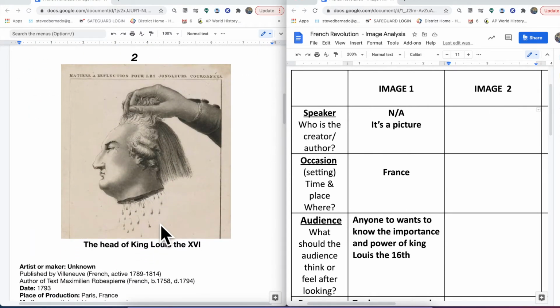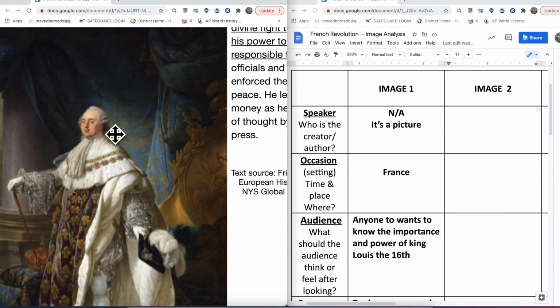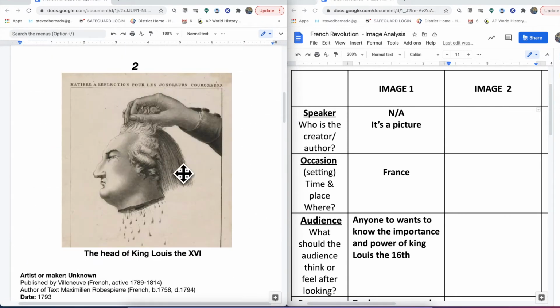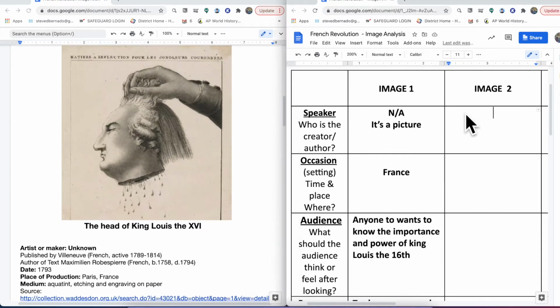Let's take a look. Okay, picture of the king. You zoom in, you can see his face right here. There it is. Now we zoom here, and there it is, cut off. The head of King Louis XVI. Okay, the artist or the maker is unknown. Oh, so the speaker's unknown, or NA. It's a picture. Okay. Published by Villeneuve, France, active 1789 to 1814, and the author of the text, Maximilien Robespierre, 1758 to 1794. So there's no text. So it's published.